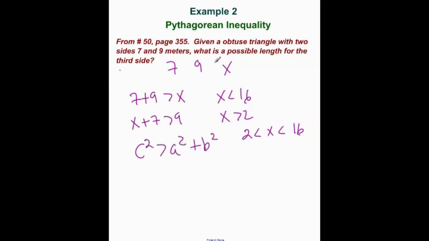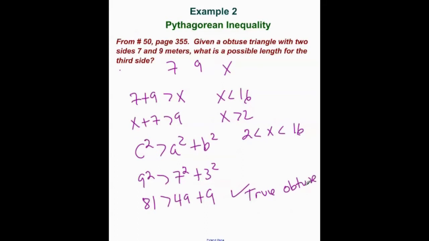Nothing says that any one of these is my A, B, and C, because the x can change. X could be 10. That would make it a C. It could be 3. That'll make that 9 the C. Let's go ahead and make the 9 squared our biggest one, because we're going to pick 3. And we're going to have 7 squared plus 3 squared. So we have 81 is greater than 49 plus 9. Well, that's obviously true. So we have an obtuse angle here.